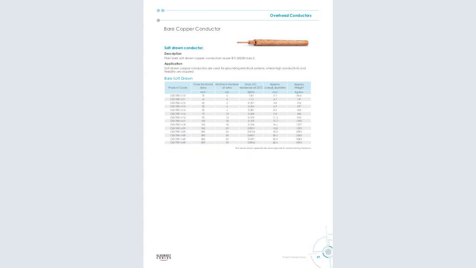So overhead cables, you can. Yes, Gachoki. Okay.